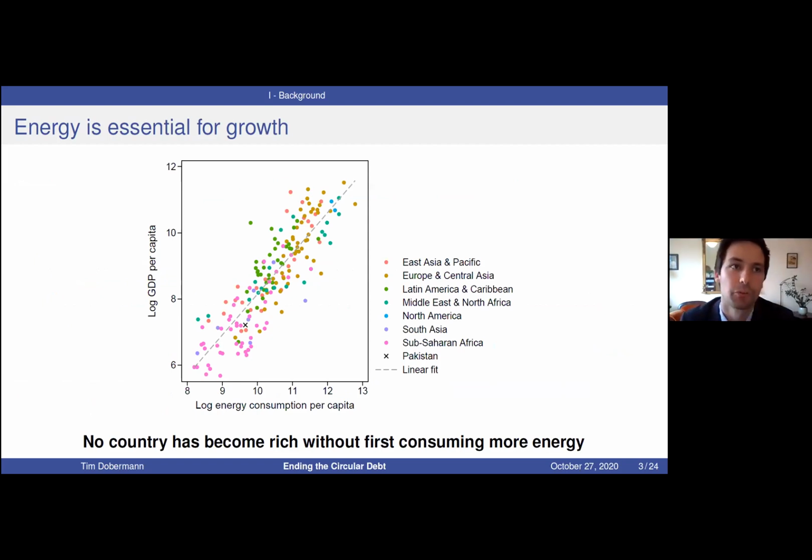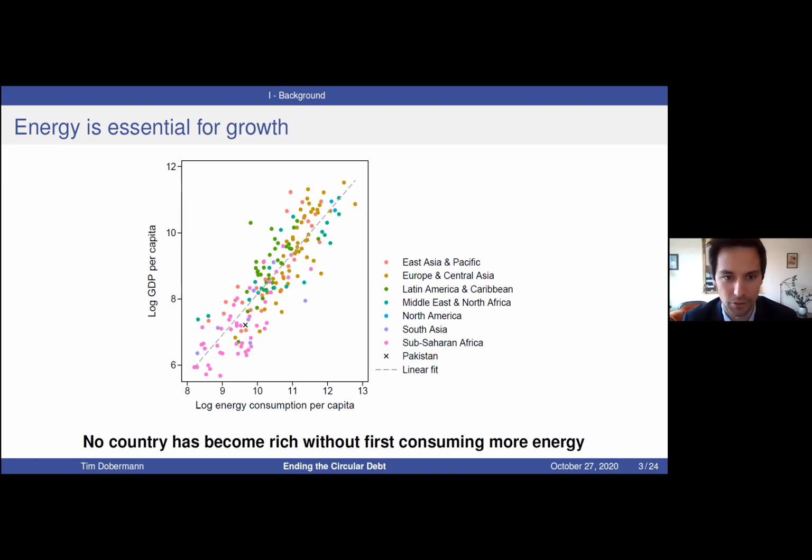So to begin, I will start with a background. This will be to develop, if you will, my conceptual thinking about how we should approach the problem. The starting point is maybe an obvious one, but it's that energy is essential for growth and development. Whether it was the United Kingdom during the Industrial Revolution, South Korea in the 1960s and 70s, no country has become rich without first consuming more energy. Of course, wealth creates opportunities to consume energy, but we likewise also believe that energy creates opportunities to create wealth.